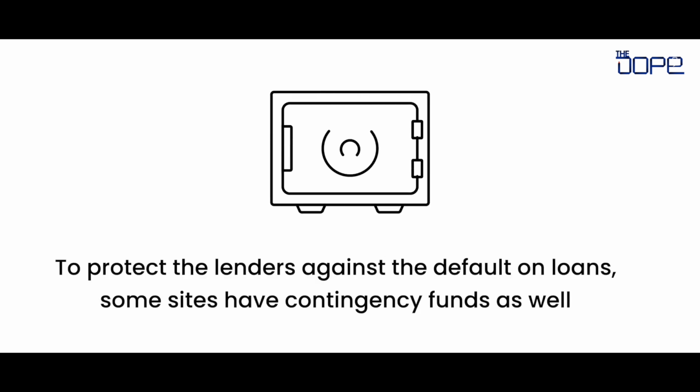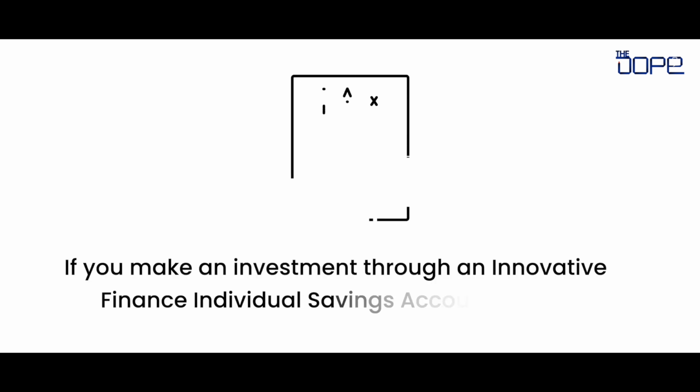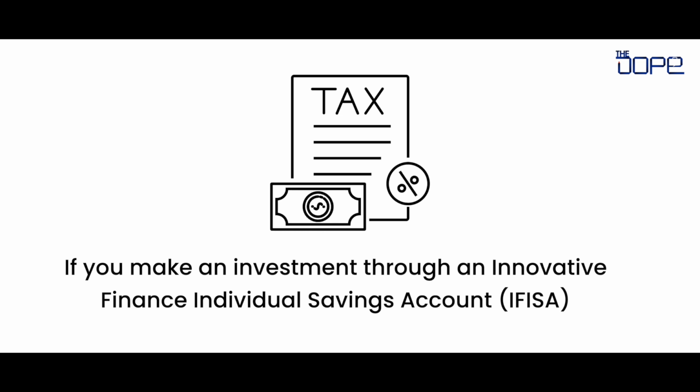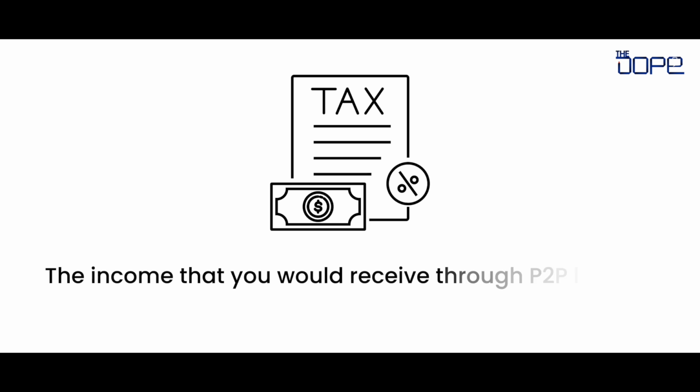Number 3. To protect the lenders against the default on loans, some sites have contingency funds as well. And number 4. If you make an investment through an innovative finance individual savings account, also known as IFISA, the income that you would receive through P2P lending would be tax-free.